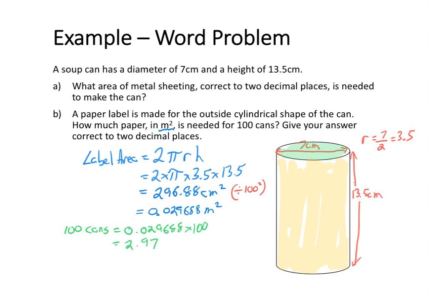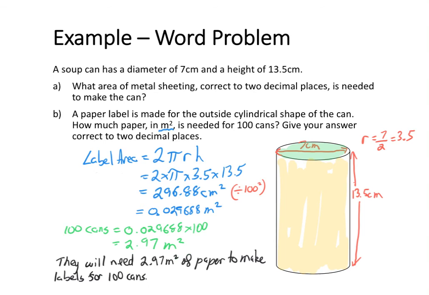So 2.97 meters squared. So in total, 2.97 meters squared is going to be needed to make paper labels for 100 cans. And again, because it's a word question, we should be answering our final answer in words. So they will need 2.97 meters squared of paper to make labels for 100 cans. And that's an example of how we can solve word problems involving total surface area.